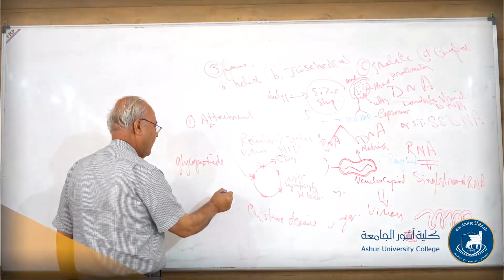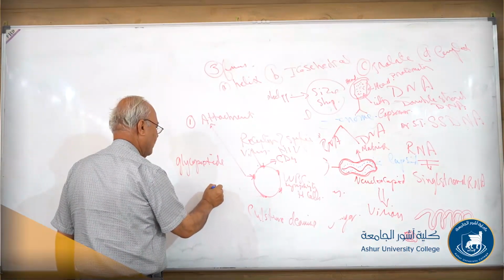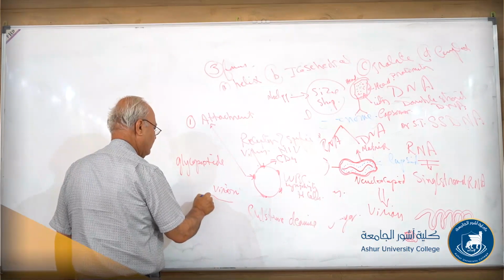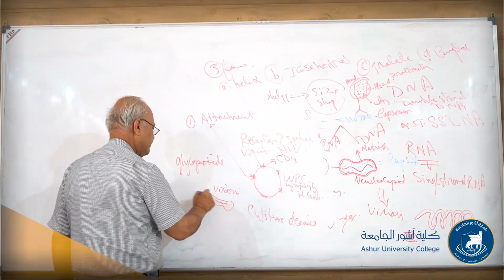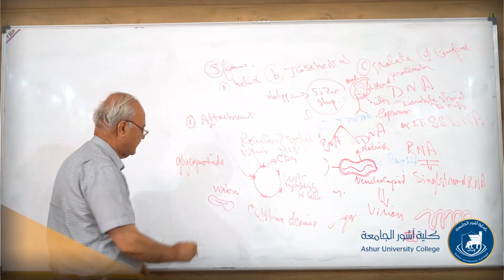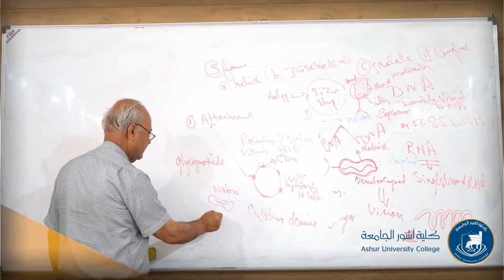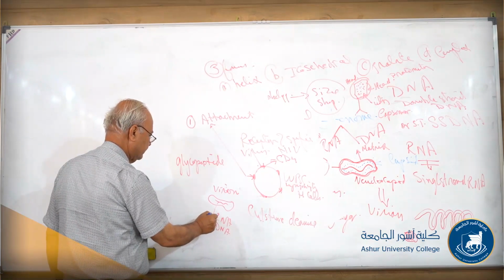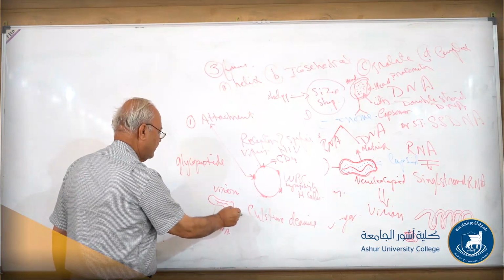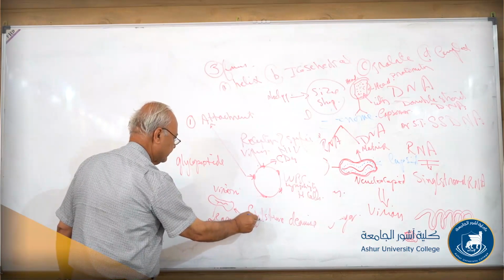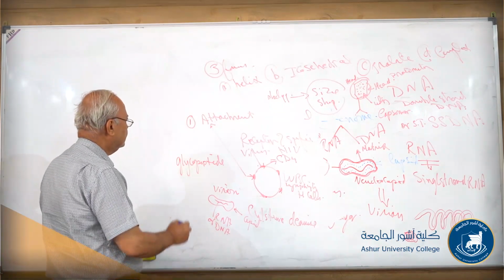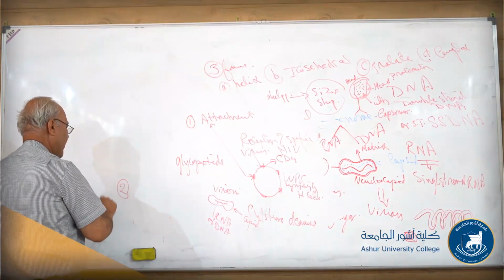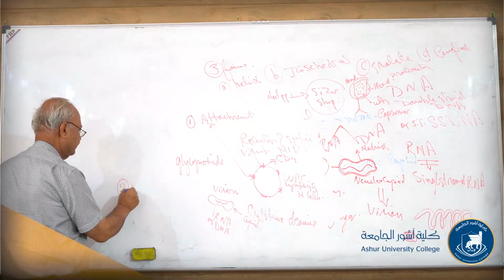The virus active form is the virion. Virion is the active form of a virus, usually RNA or DNA and the capsid. Second is entry.